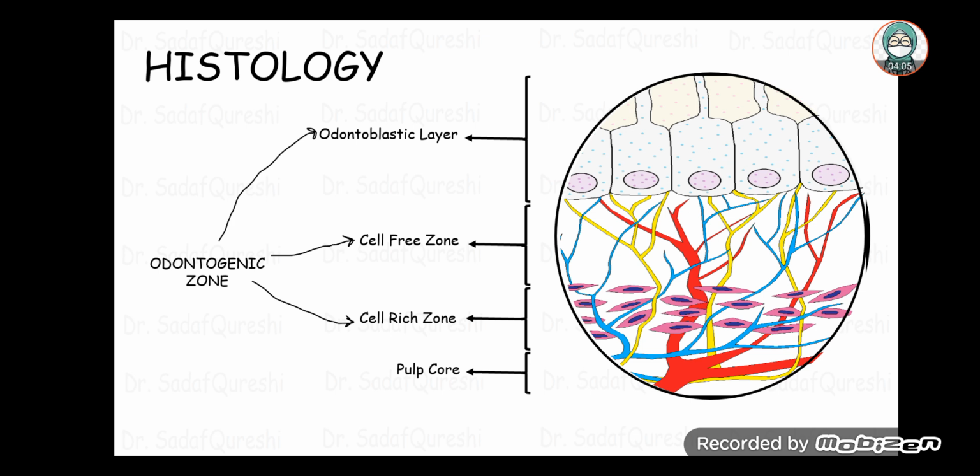So coming from outside towards inside, we have four layers of dental pulp, four zones of dental pulp that we can appreciate: odontoblastic layer, cell free zone, cell rich zone, and the pulp core. These are the four zones that we can appreciate when we study the histology of dental pulp.